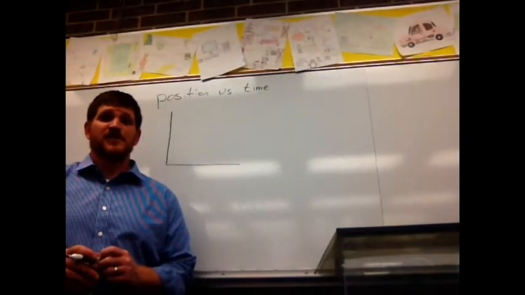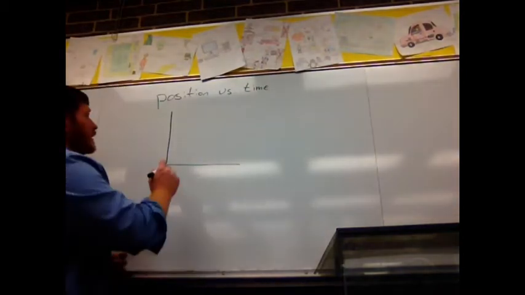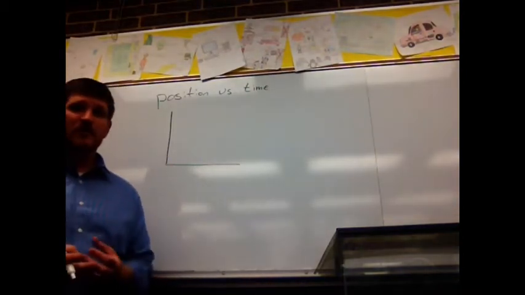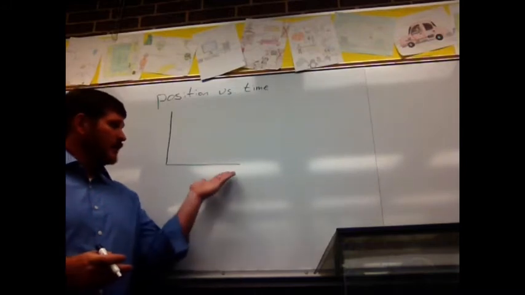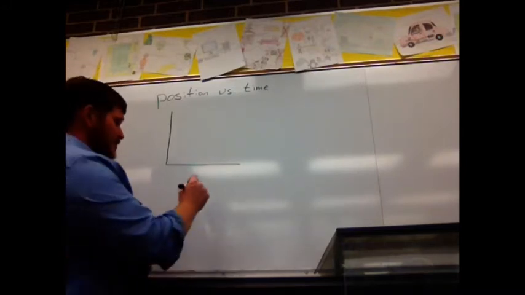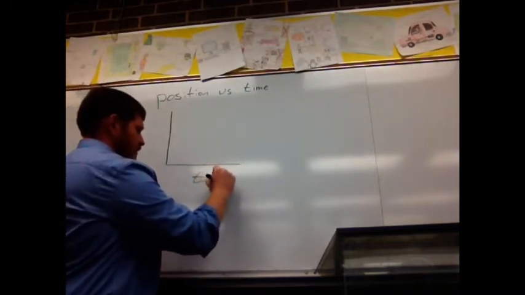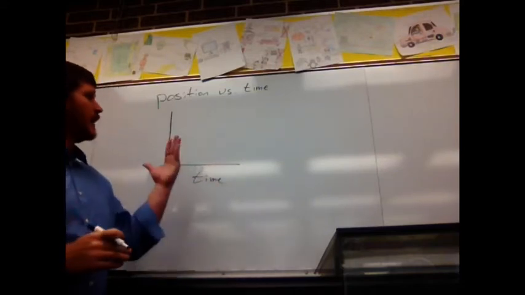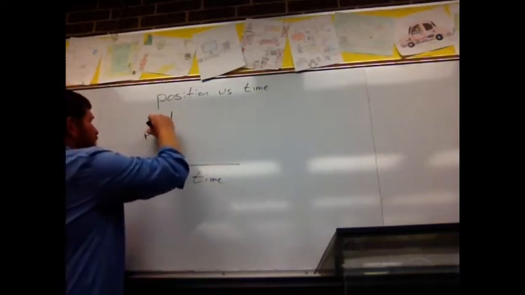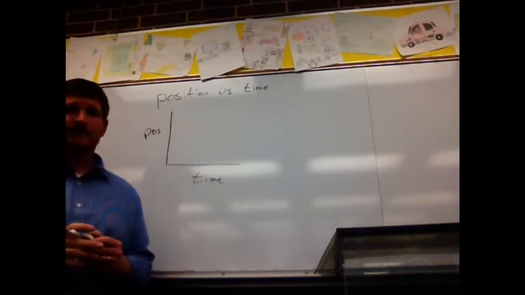Talk about position versus time. Position versus time is just a type of graph that we're going to be using in physics. When we have time, we always know that time is going to go on the x-axis. So I'm going to put time down here. Now therefore that leaves position as our y value.